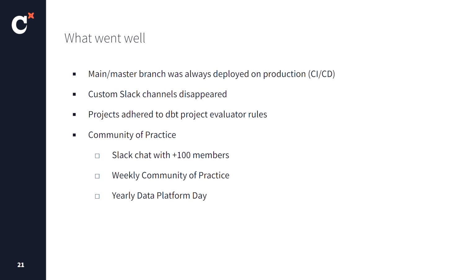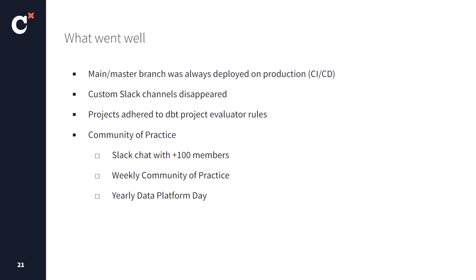But there are also things that went well, and obviously this is the first one. Everyone knew that main or master was deployed in production, so whenever someone clicked merge, it went to production, so everyone knew that if something failed, they knew what version was deployed.